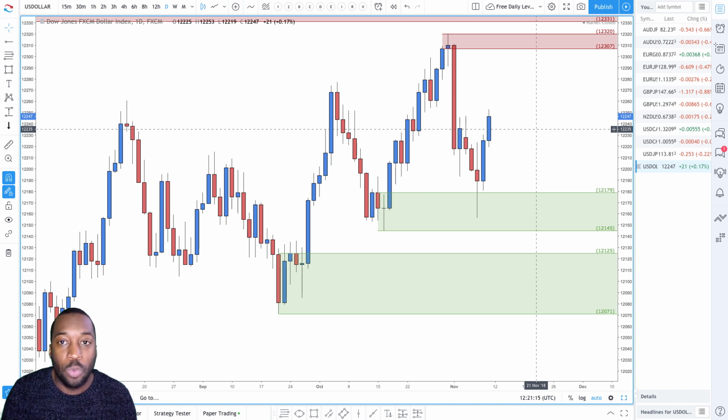Now, if you're wondering why you should be trading supply and demand in the first place, it's really because you're identifying areas of value on a price chart, and this is proven by the way that markets react at certain areas.